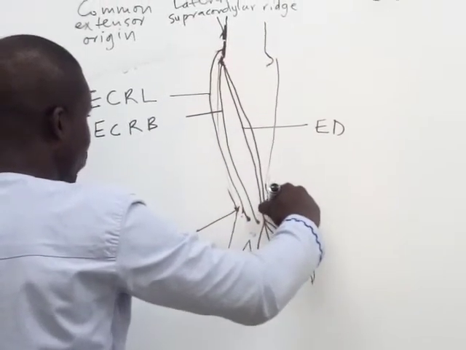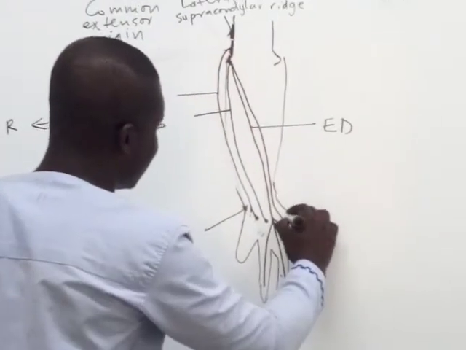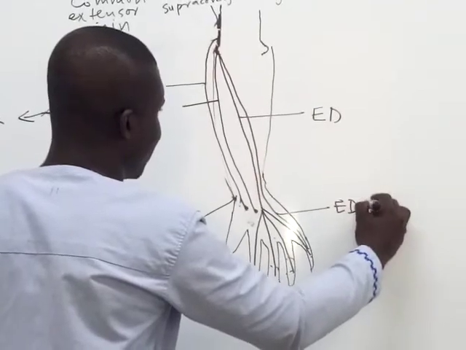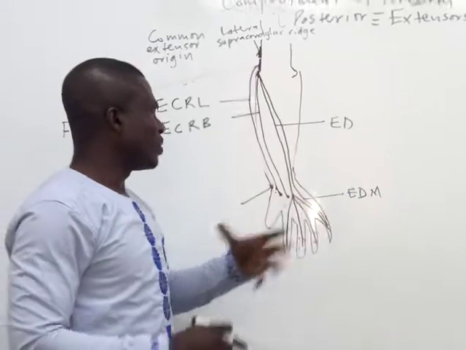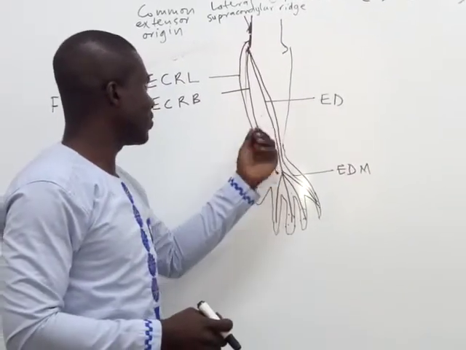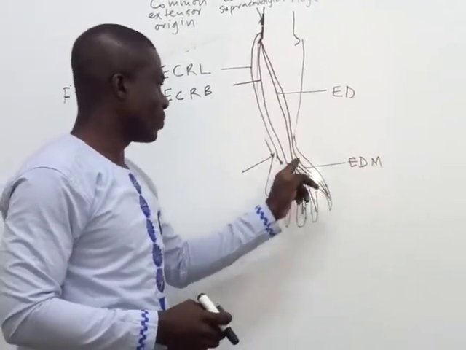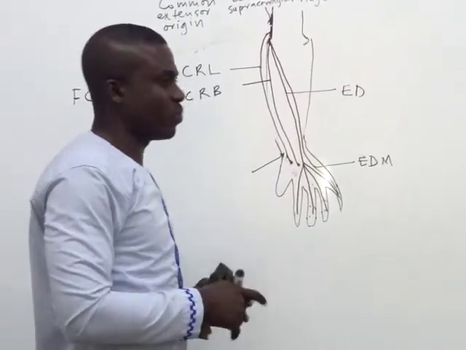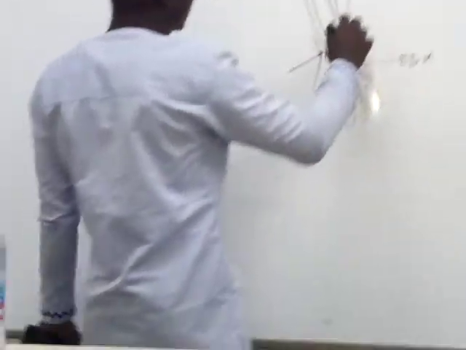Now, from the same common extensor origin, there is another muscle, this time around going to the little finger. This muscle is known as extensor digiti minimi. Some people are of the view that the extensor digiti minimi is just an accessory muscle, coming from the extensor digitorum portion of it, because there's an additional muscle for extension of the little finger.